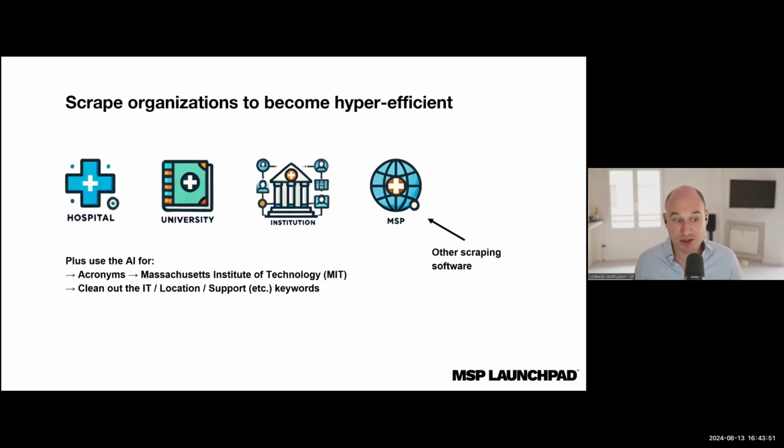So not only that, you also want to build the acronyms, because if it provides you the universities, then you say, hey, turn them into acronyms, because people are not going to type Massachusetts Institute of Technology IT support, right? They're going to type MIT IT support. So you also want to get the acronyms. You want to clean up the list a little, make sure that your locations aren't in there. And what you also want to do is scrape all the MSPs around your area.